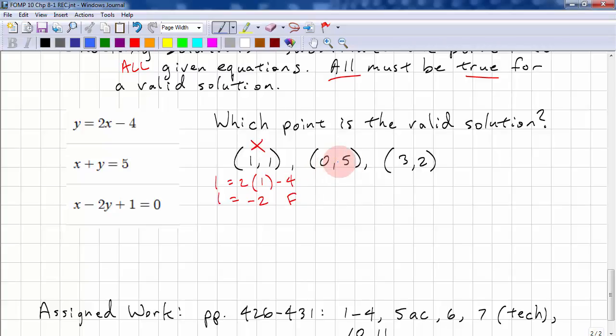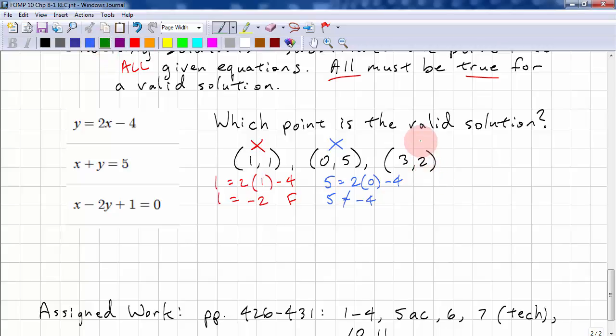Let's take a look at this one. We're going to start at the first one again and go through. So 5 equals 2 times 0 minus 4. And 5 does not equal minus 4. So this one is no good.